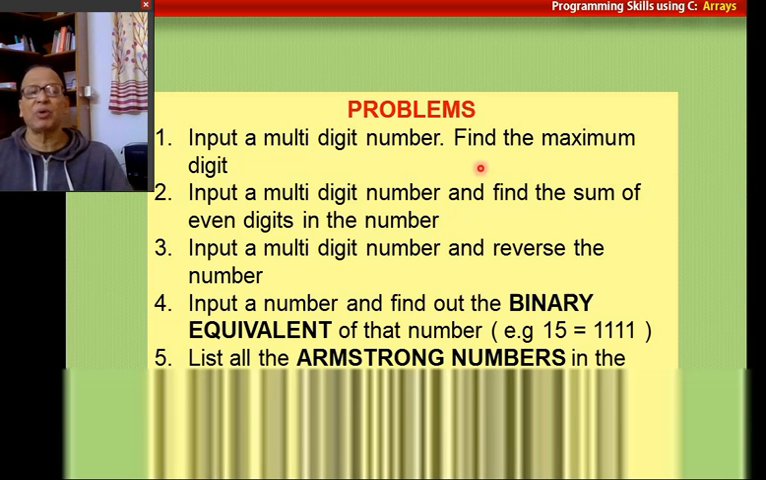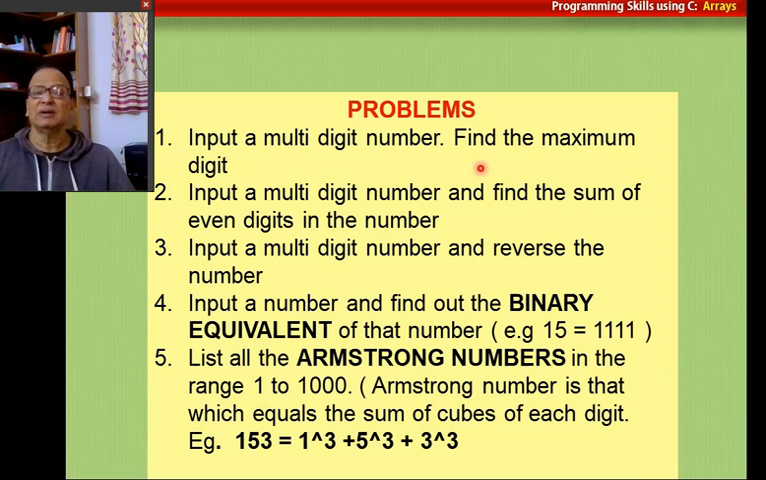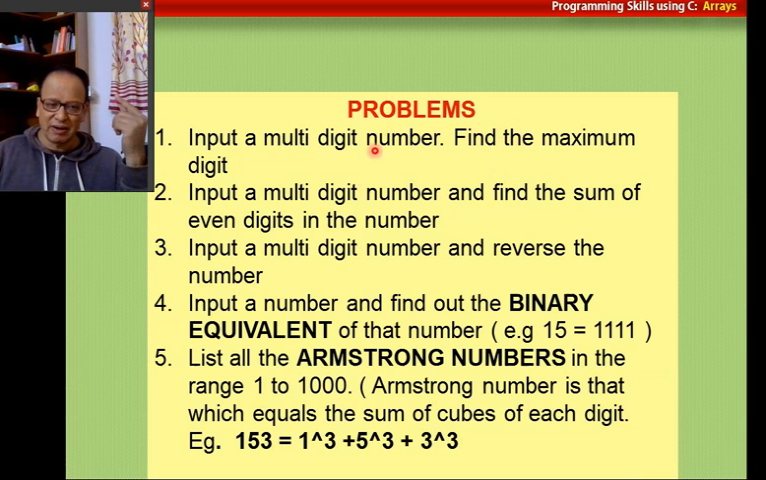With that, we come to some more problems which you have to work out. Input a multi-digit number, find the maximum digit. Very simple. We have already done in the case of arrays, finding out the maximum number in n. Same algorithm has to be used. In this, you assign 0 to max because the lowest digit is going to be 0, and the maximum digit is going to be 9. Then you go on asking, every time you get the digit, you ask if this digit is greater than max. If it is so, assign that to max.